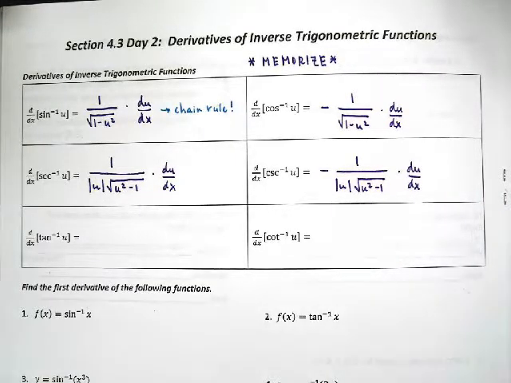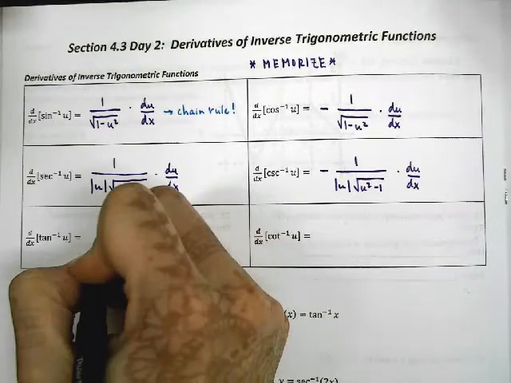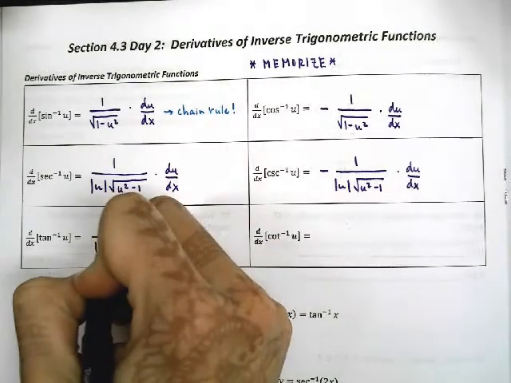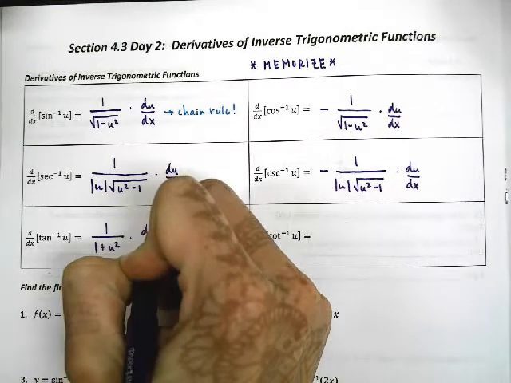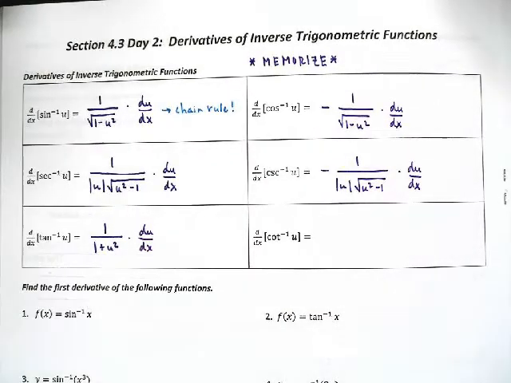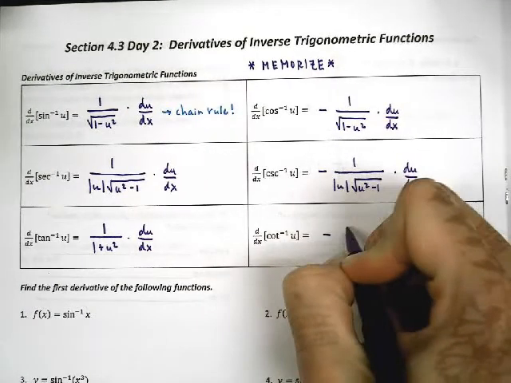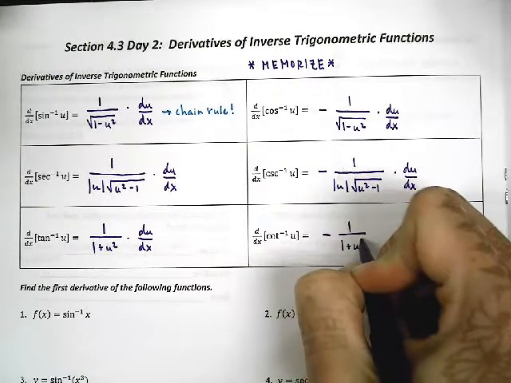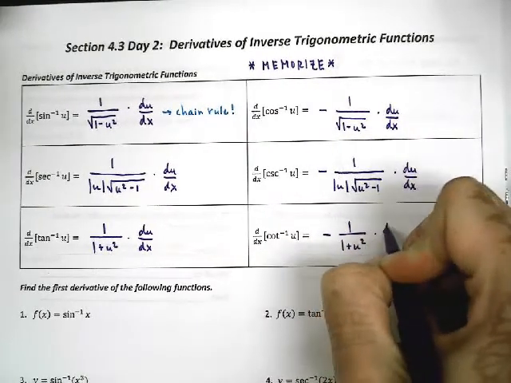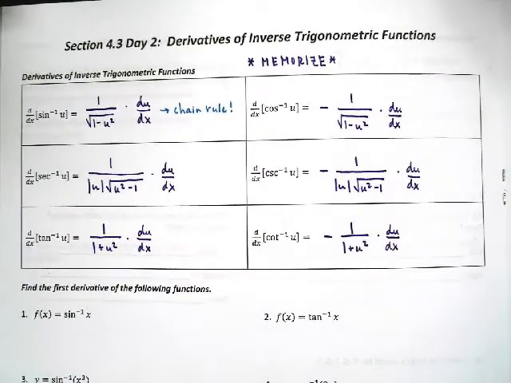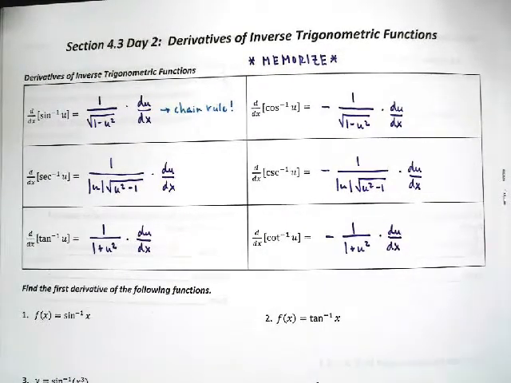And then the last one is inverse tangent. The derivative of the inverse tangent is just going to be 1 over 1 plus u squared times du dx. And so cotangent is just going to be the opposite of that. Okay, so those are our new 6 derivatives that we have to have memorized. And these will come up quite frequently on the AP test, so you really want to make sure you memorize these pretty quickly. So let's look at some problems that use these.